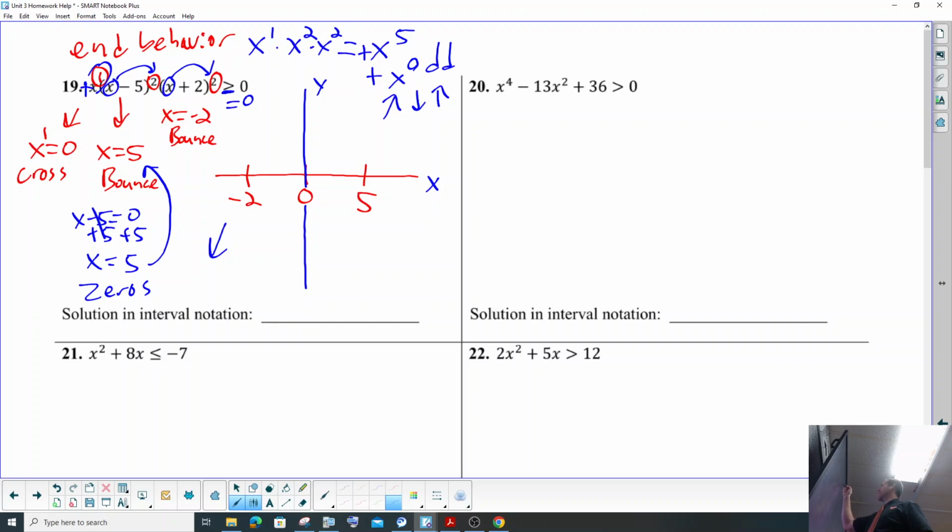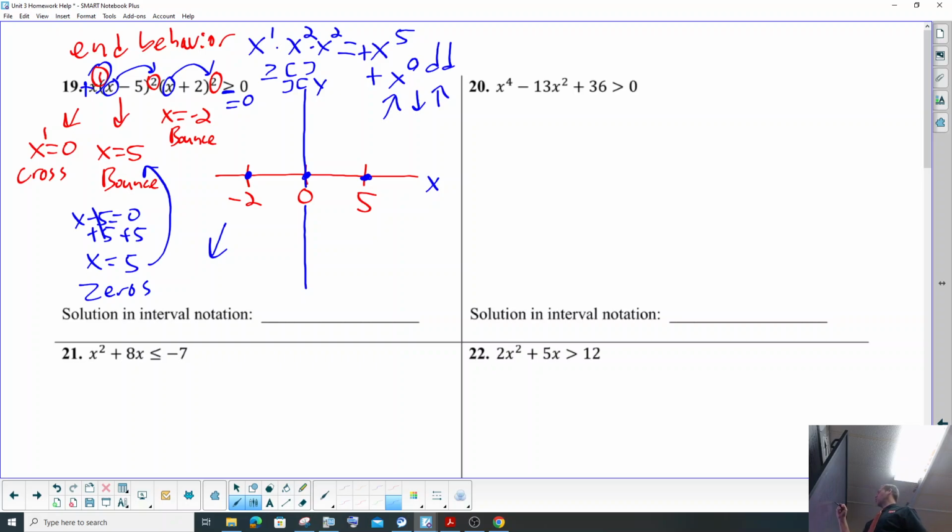But because it says equal to, not just greater than, we are going to do an open hole. I mean a closed hole. Sorry, closed hole, because equal to is closed hole. If there's no equal to, it'd be open hole, parentheses. But because it's greater than or equal to, closed hole, brackets. Because remember, greater than or equal to means brackets. Okay, so now let's go ahead and bounce and cross.